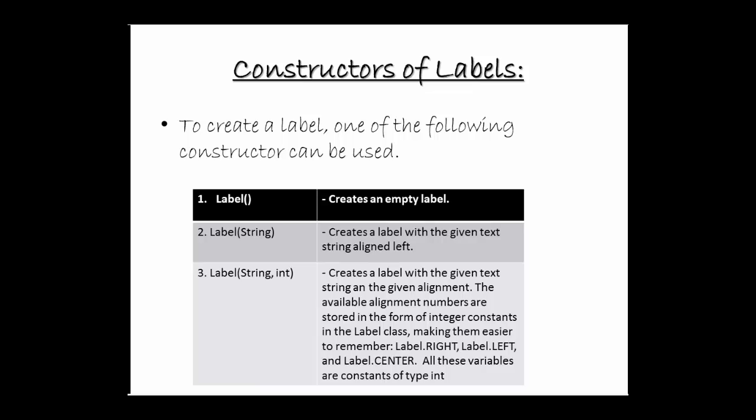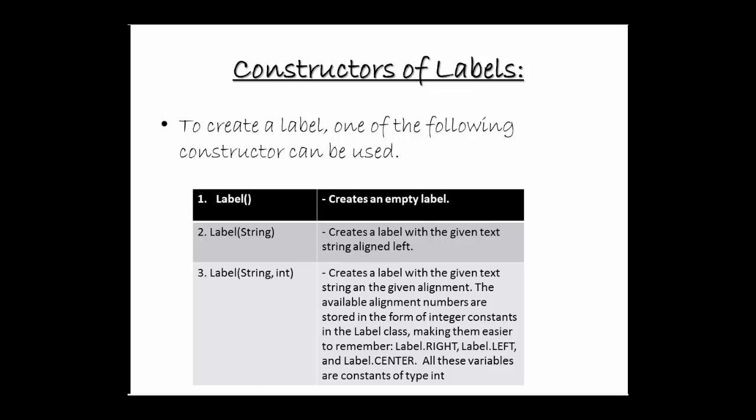Now such a label is of no use to us, but just to show that we can create such things, it is provided that we can create an empty label also. Now, a label with a string parameter will create a label with the given string, which is always aligned to the left part of the window. So if you create a label with a string and no alignment is specified, then the label will always be shown in the leftmost part of the window.